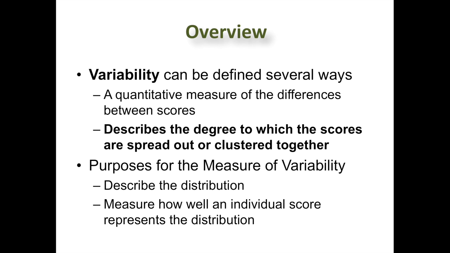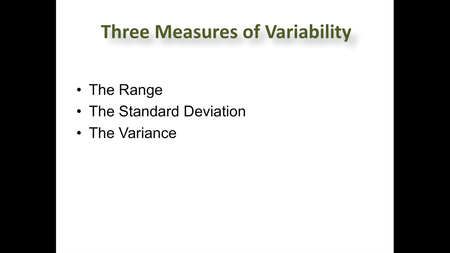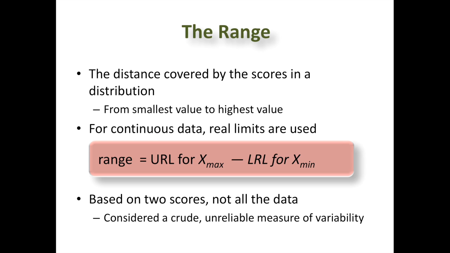Why we find variability, or what that measure is trying to help us with, is just trying to help us again describe that distribution. And once we know that, we can then tell how representative one individual score is of the entire distribution. So we have 3 ways we can measure variability: range, standard deviation, and variance. Let's start with range first.